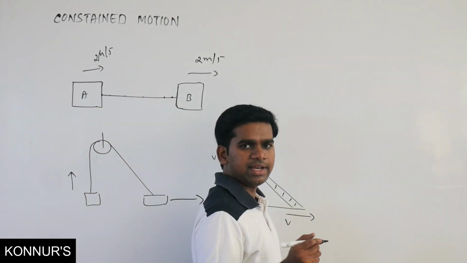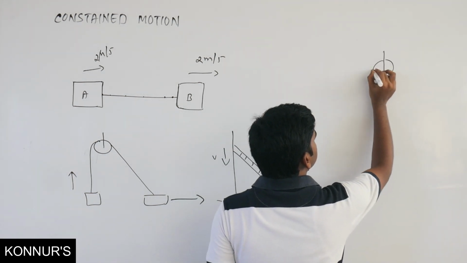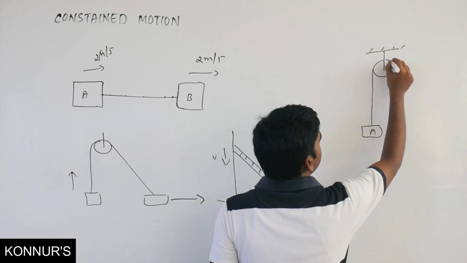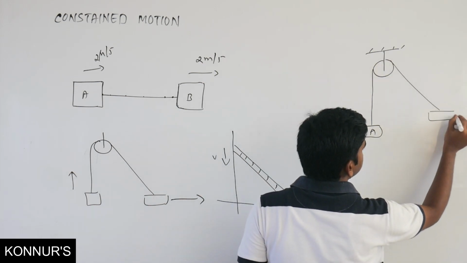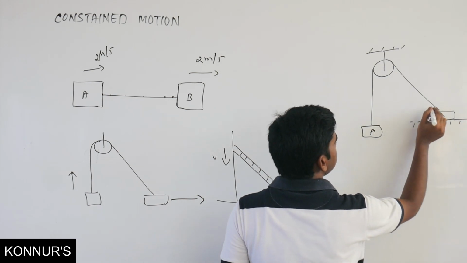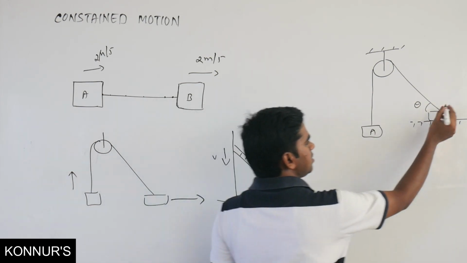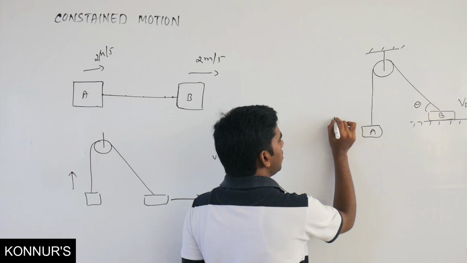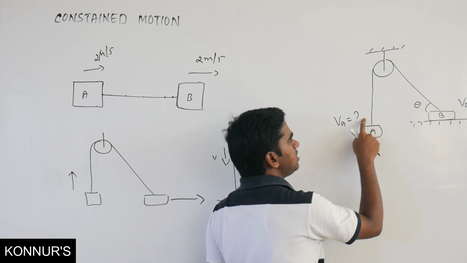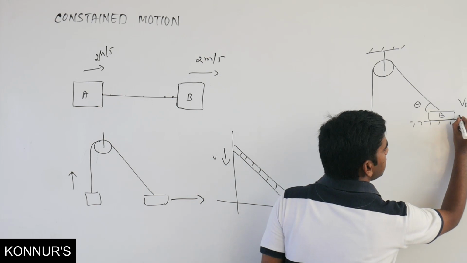If we see an example, suppose a mass is connected here, say it's A. Another mass is connected here, say its mass is B, and the string makes an angle theta. Now you know the velocity of B is Vb. What will be the velocity of A? It's very simple. If here the velocity is A, here also it is A, and here also the velocity is going to be A. But what is the velocity of B?